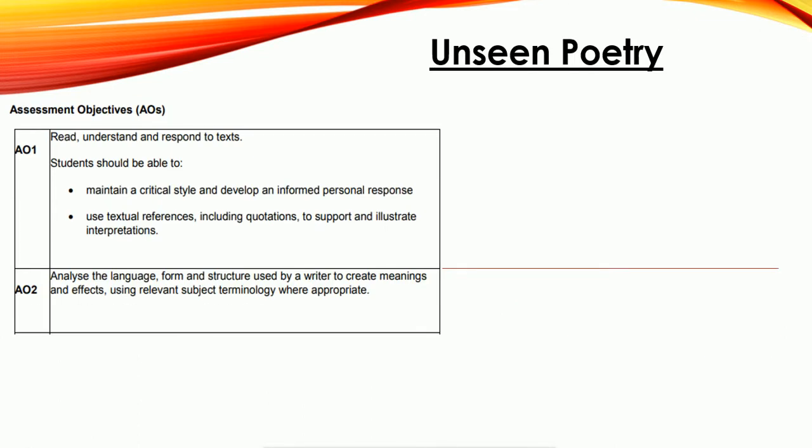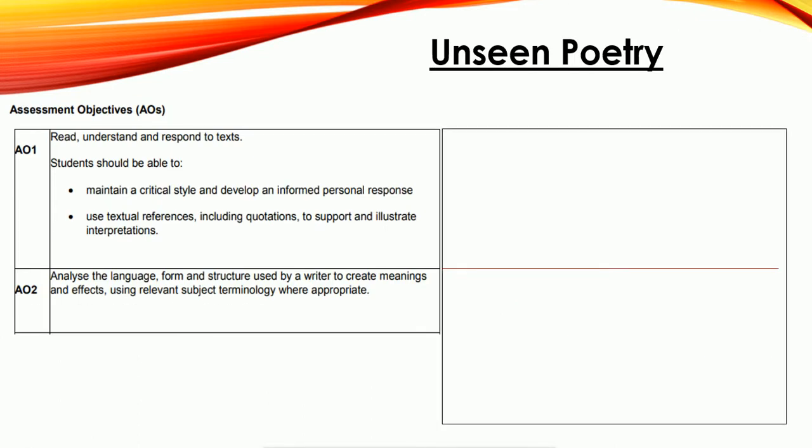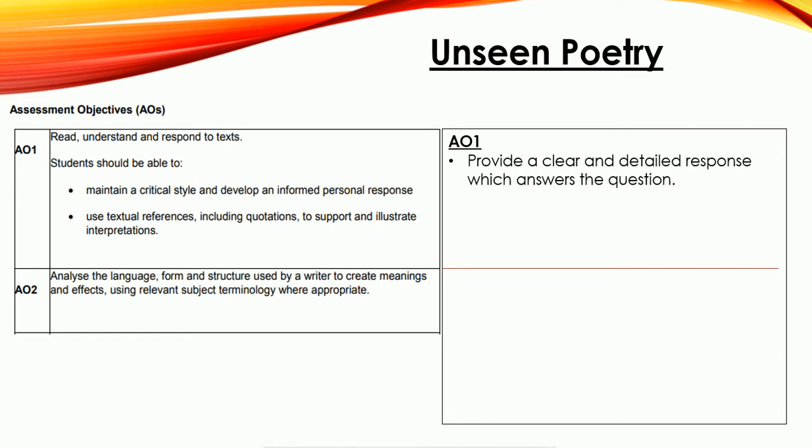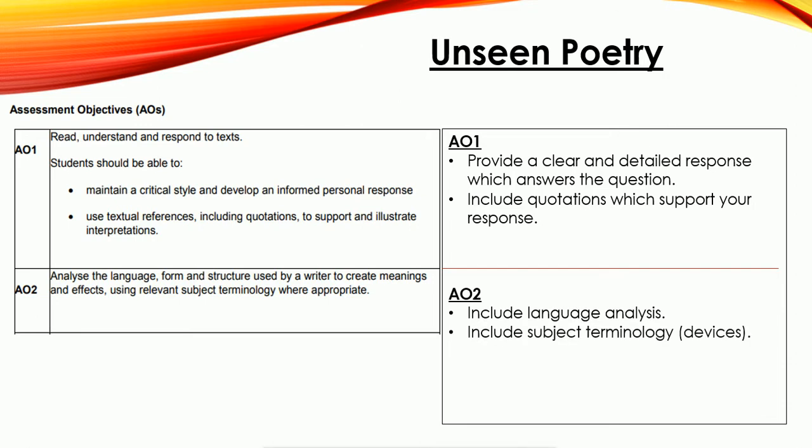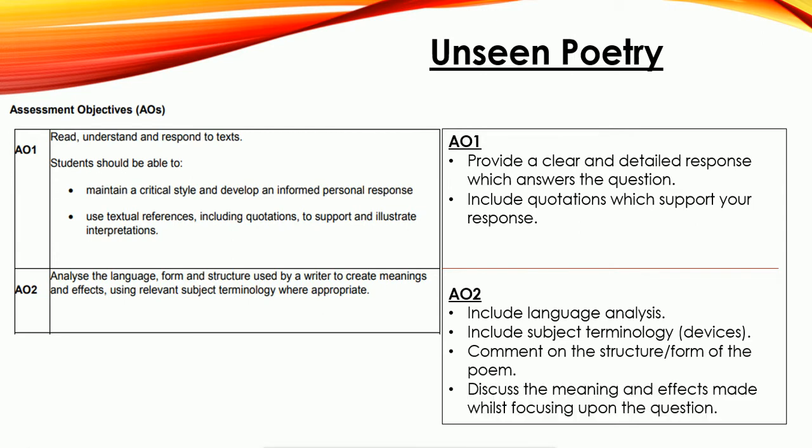Okay, now to look through here at the assessment objectives, which have been simplified a little for you. Now remember, for this one you don't actually need to worry about AO3, which is context. You only have to worry about AO1 and AO2 for this section of the paper. So you want to make sure, very importantly, that you are answering the question. You also need to make sure that you're using quotations that support your answer, that you analyse language, that you use appropriate subject terminology, so refer to methods and devices used by the writer, and you comment on the structure or form of the poem if you can, and discuss the meaning and effects made while you focus upon that question.